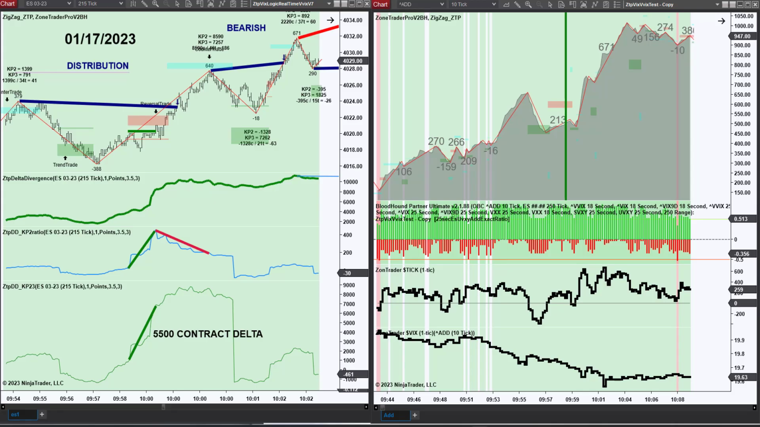Welcome, traders. Today is January 24th, and we are going to go over an iceberg order that occurred last week, and why an iceberg order exists and what you may or may not want to think about that.